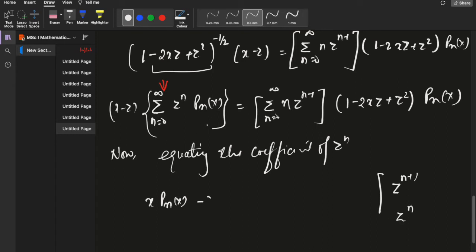So this is in series form. So here n must be what? n must be n minus 1. If I put n minus 1 in this form, the power will be z^n. So we will have what? P_(n-1)(x) here.